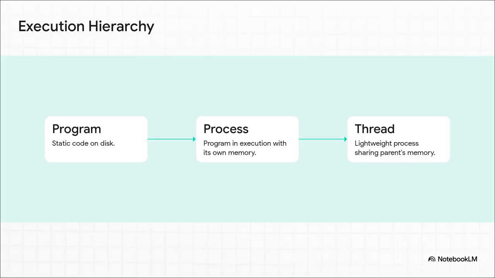Within that OS, we really need to clarify the execution hierarchy, as it's a common area of confusion. We start at the bottom with a program. That's just static code sitting passively on a disk, doing nothing. When the OS loads that program into memory to actually run it, it becomes a process, or a task, and it gets its own dedicated memory space. Finally, we have a thread. A thread is just a lightweight process that shares the memory and resources of its parent process, which is what allows for really efficient concurrent execution.